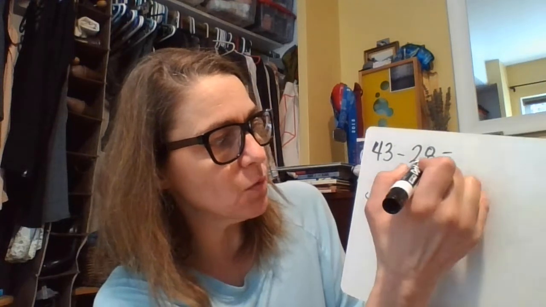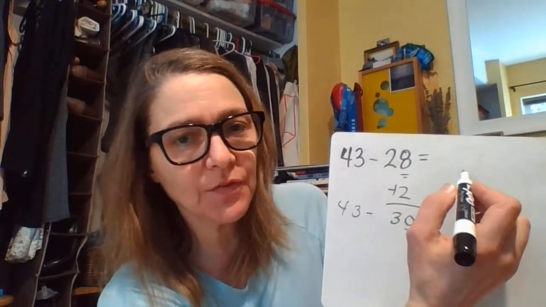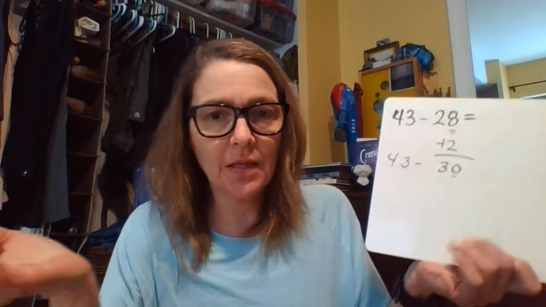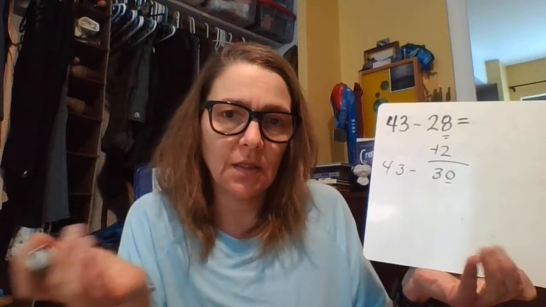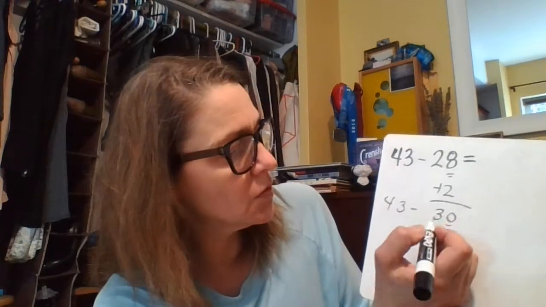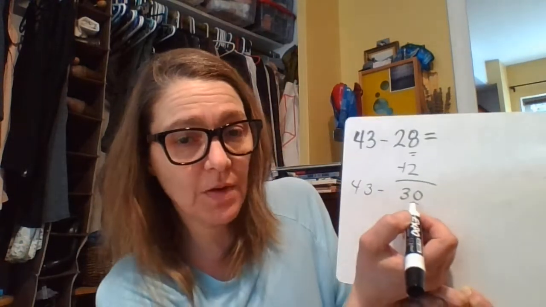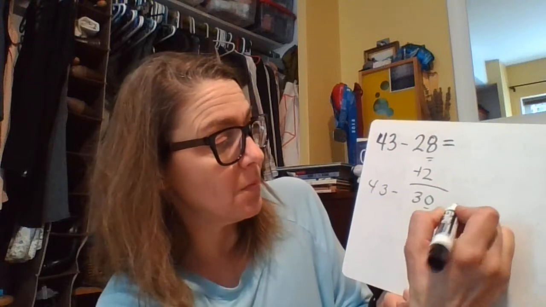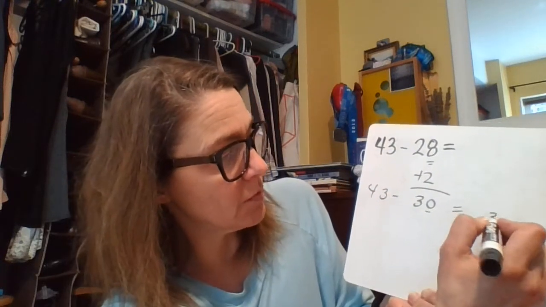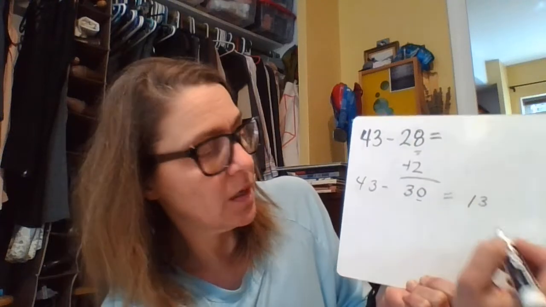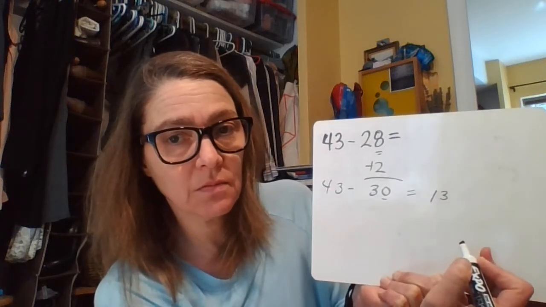Now remember, what we do to one side of the equation, we have to do to the other side, which means the other side of the equal sign. So we have 43 minus 30. And we're going to get our answer for that, our difference, which is going to be 3 in the ones and a 1 in the tens.